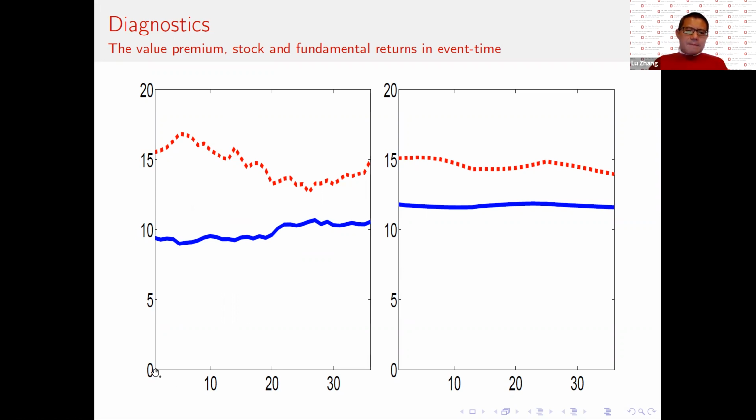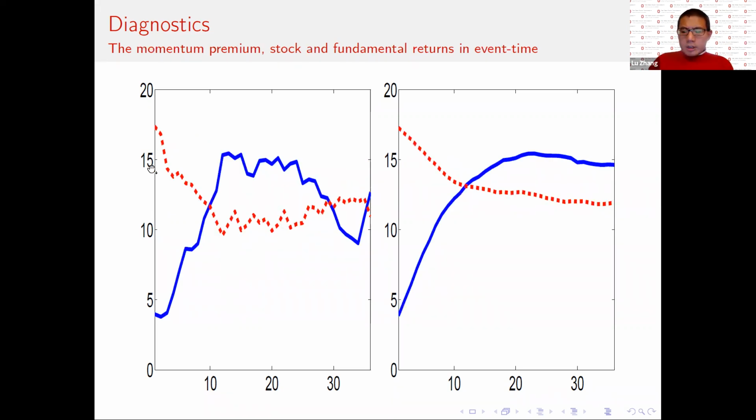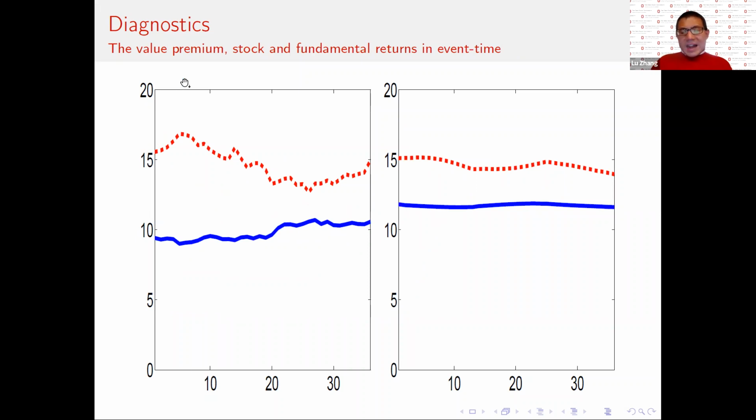This is the event time. Time zero is the portfolio formation date, portfolio formation year, and the vertical axis is the value premium. That's value, this is growth. You see, the spread is long lasting. And in the internet appendix, we reported the spread in the growth rate of marginal Q, it follows the same pattern. So in other words, value premium is long lasting after the portfolio formation.